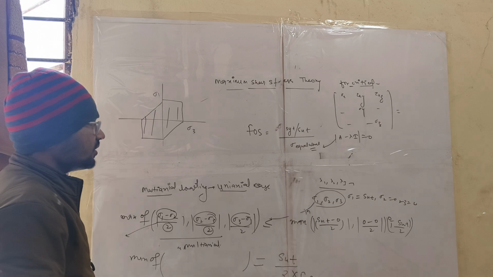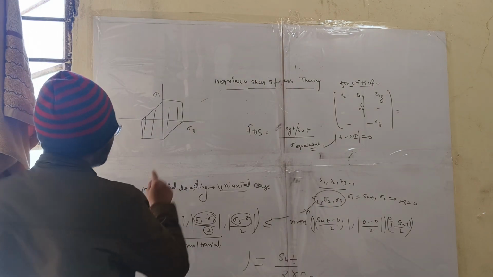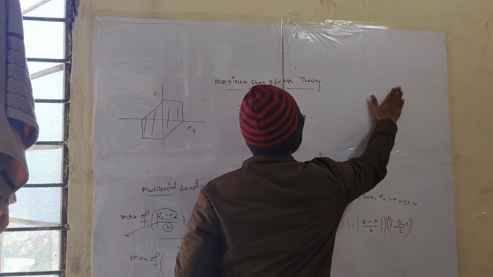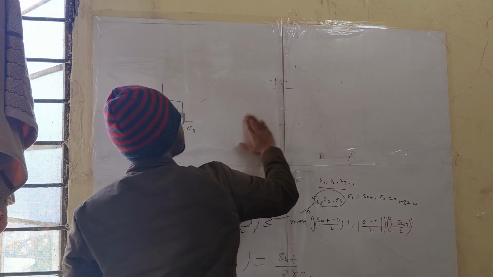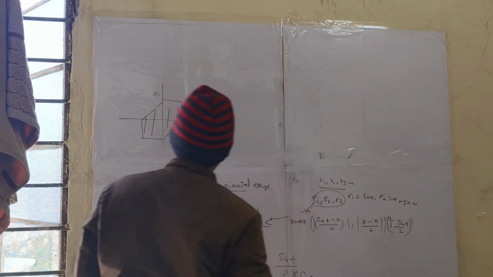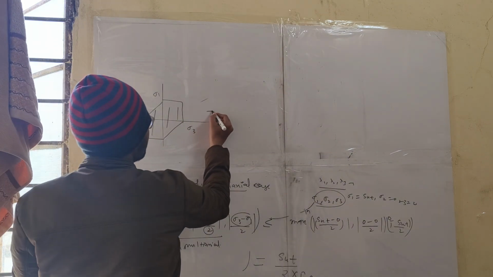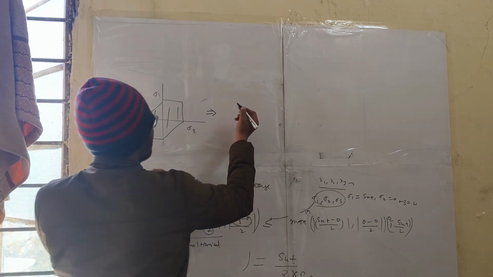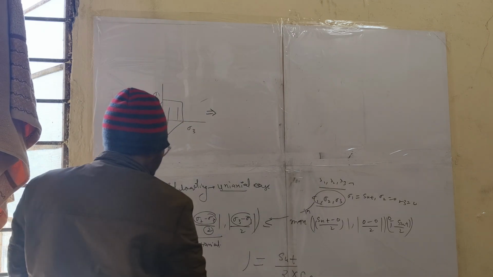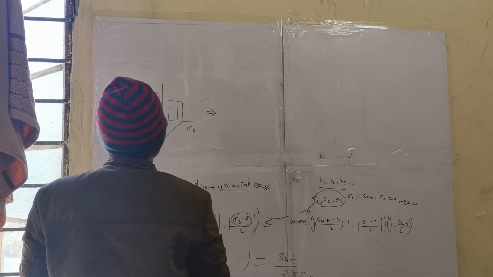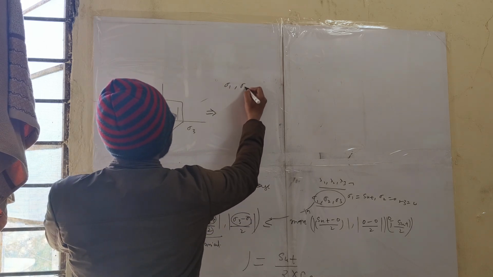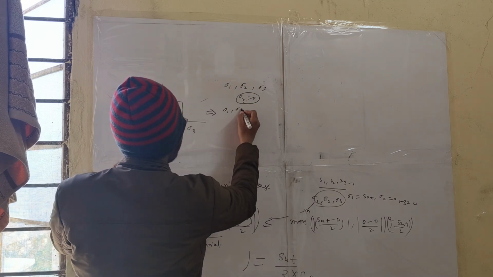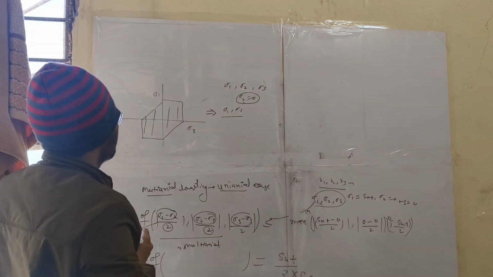Okay, now we understand how we find these lines. How we find these lines is basically with sigma 1 and sigma 3. Here we have sigma 1, sigma 2 and sigma 3. Sigma 2 is 0 for plane stress conditions. We only have sigma 1 and sigma 3.